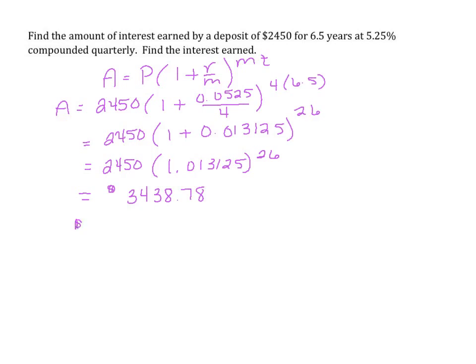Well, if we have $3,438.78 in the account, and we subtract what we originally put in the account, we earned $988.78 in interest from that account.